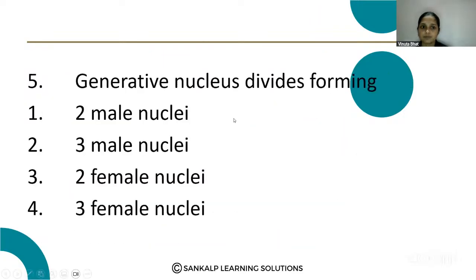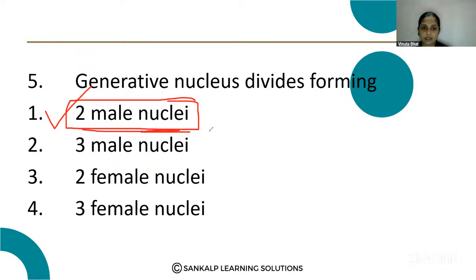Next question. Generative nucleus divides forming two male nuclei, three male nuclei, two female nuclei, three female nuclei. The generative cell forms the male gametes, right? How many male gametes does it produce? Yes, the generative cell produces two male nuclei. So option 1 is the correct answer.